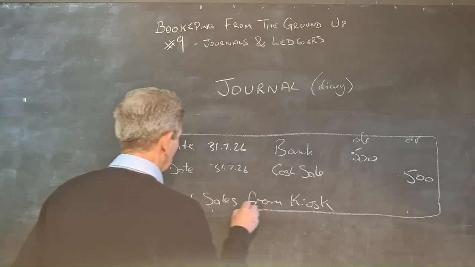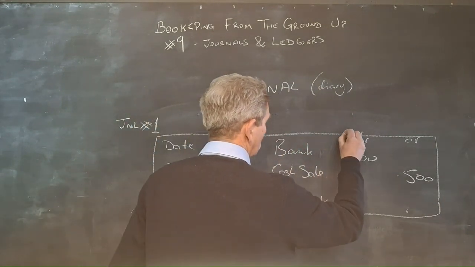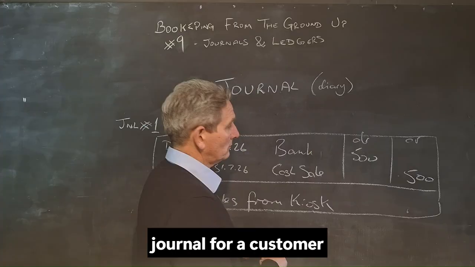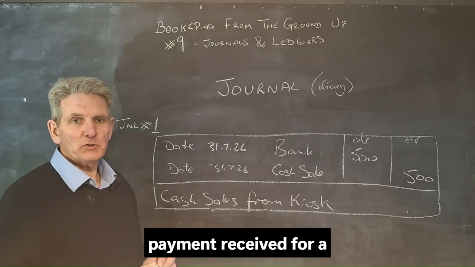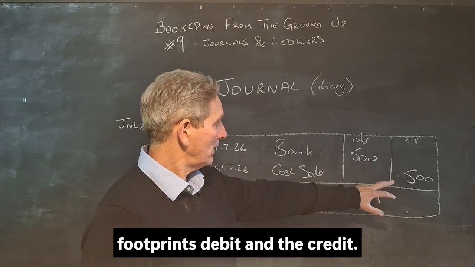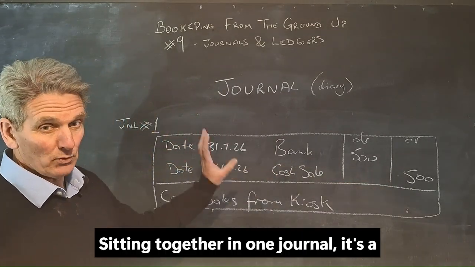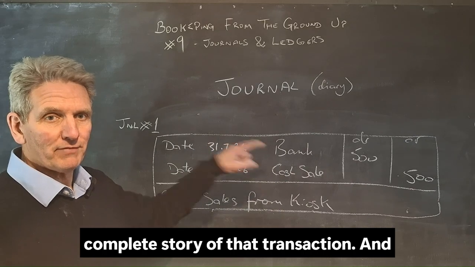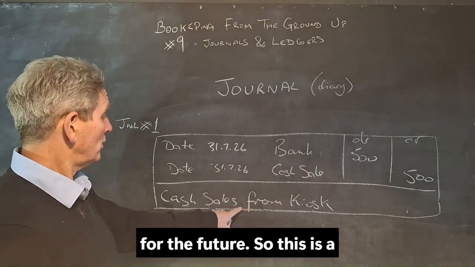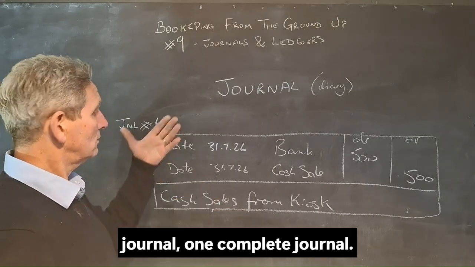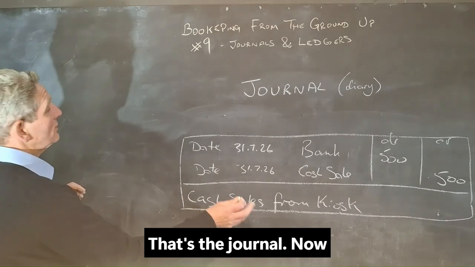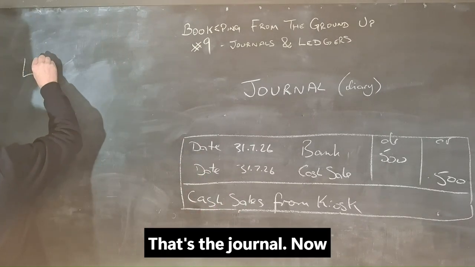This is a journal. So this is one journal for a customer payment received for a cash sale. Notice both footprints, debit and the credit, sitting together in one journal. It's a complete story of that transaction. And this description line matters. It's there for the future. So this is a journal, one complete journal. That's the journal. Now we need a ledger.